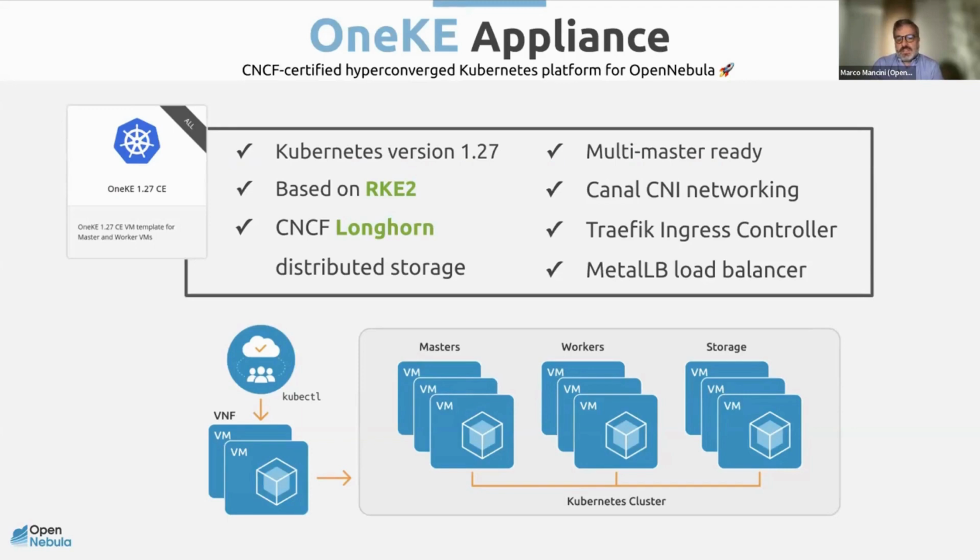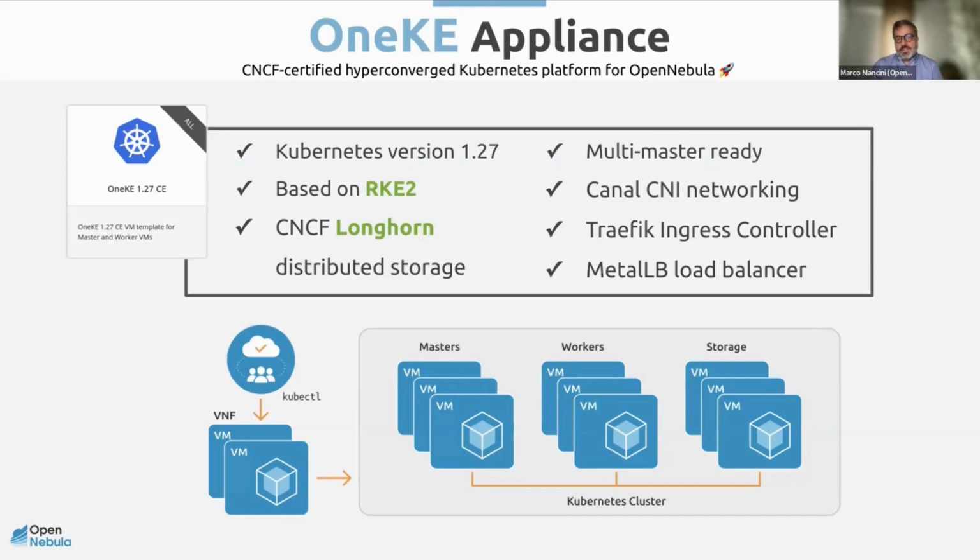So we have one private network for the different roles, like masters, workers, and storage. And then we have a public network where just the VNF is connected, so you can then access the Kubernetes clusters by using the VNF. So it provides routing internally between these 2 networks.